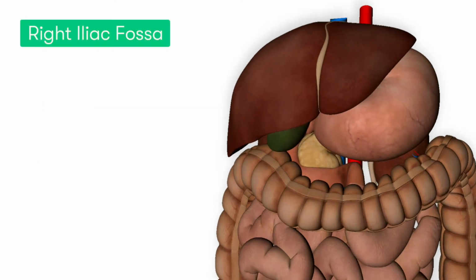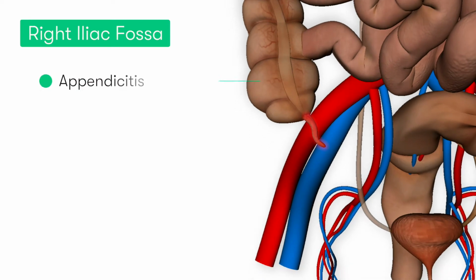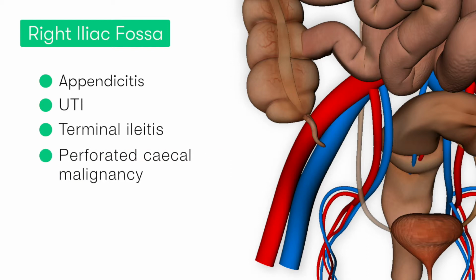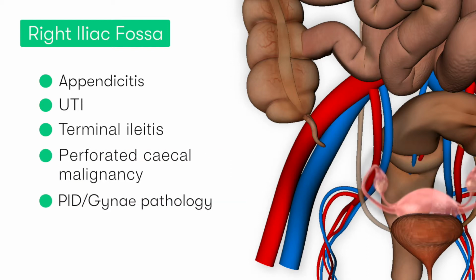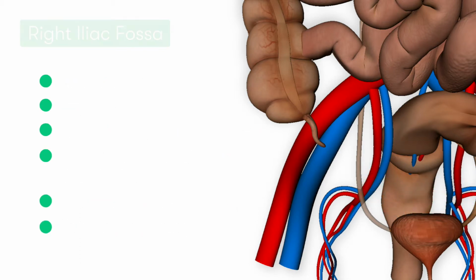Now looking at the differentials in the right iliac fossa, well, obviously, we need to consider appendicitis, but also we have urinary tract infections, terminal ileitis as part of inflammatory bowel disease, perforated cecal malignancy, pelvic inflammatory disease and other gynae pathology, and also, really importantly, in any woman of childbearing age, we always have to consider an ectopic pregnancy.